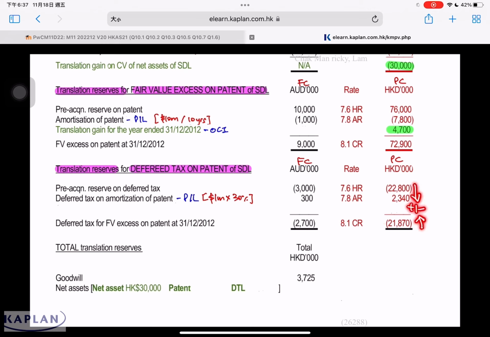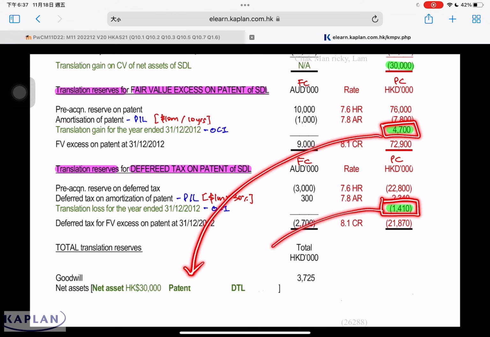Now we have to calculate the balancing figure. 22,800 minus 2,340 minus 21,870. There's a difference of 1,410. Liability is higher. This is considered a translation loss. This translation loss will be recognized in OCI. This is the exchange difference that we need. The translation difference on the asset is equal to 4,007. The translation loss of the deferred tax liability is 1,410.